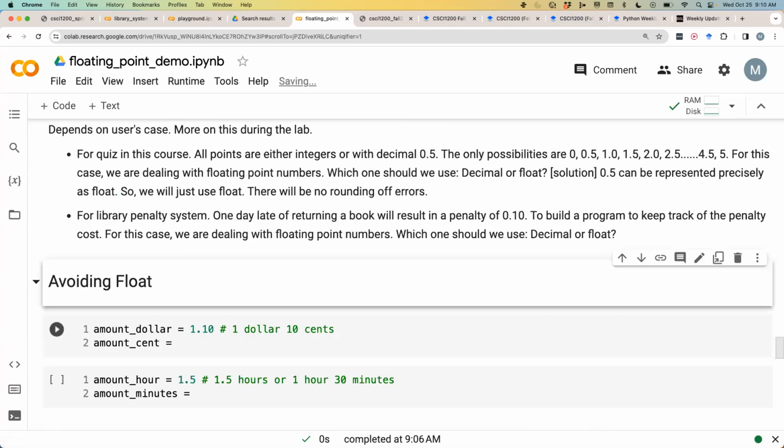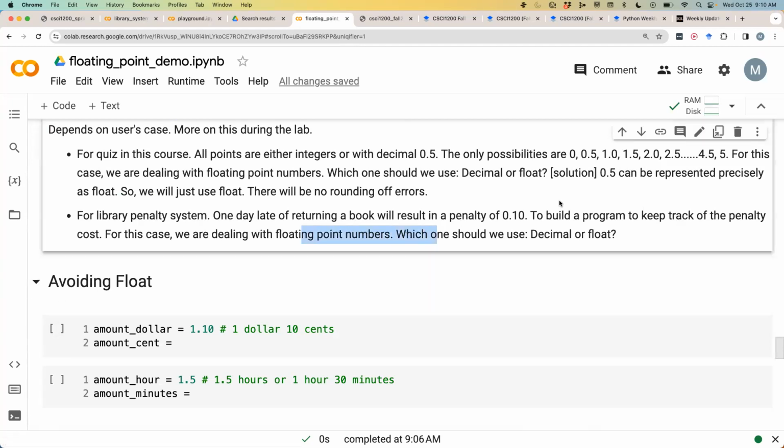And you are asked to build a program that keeps track of the penalty cost. So for this case, we are again dealing with floating point numbers, which is 10 cents per each day the user returned the book late. So now we need to ask, when we deal with computation regarding floating point numbers, should we use decimal or should we just use float?